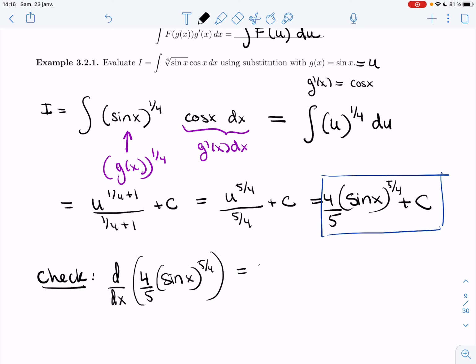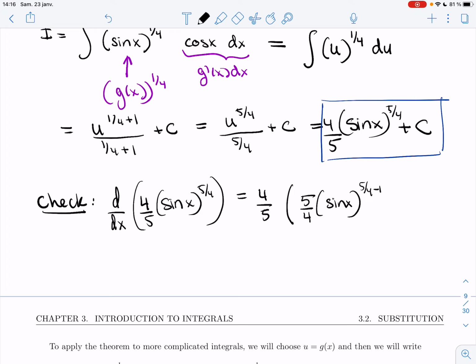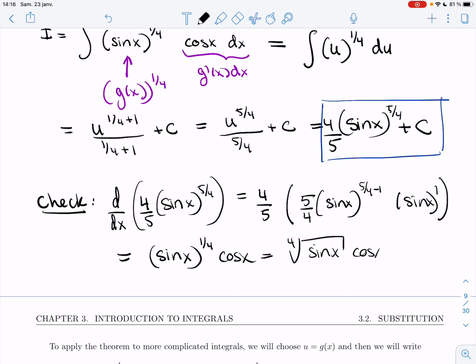If I take the derivative, first of all, the 4/5 is going to come out. And then I'm going to use here, some teachers would have written it this way, I can think of it as u to the 5/4. So I'm going to get 5/4 sine of x to the 5/4 minus 1. And then I have to multiply by the derivative of sine of x. So the 5/4 and the 4/5 are going to cancel, and I'm going to be left with sine of x to the 1/4 cos of x, and that's the 4th root of sine of x, cos of x.